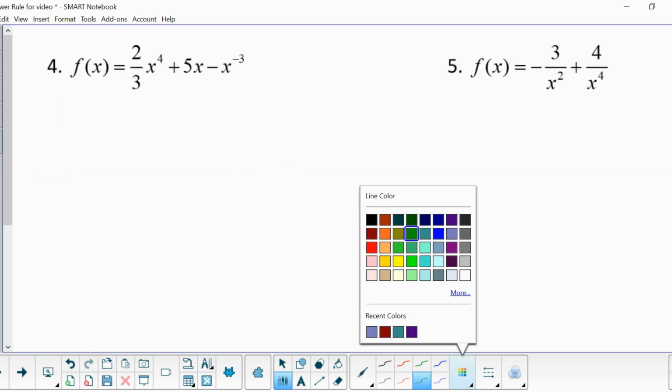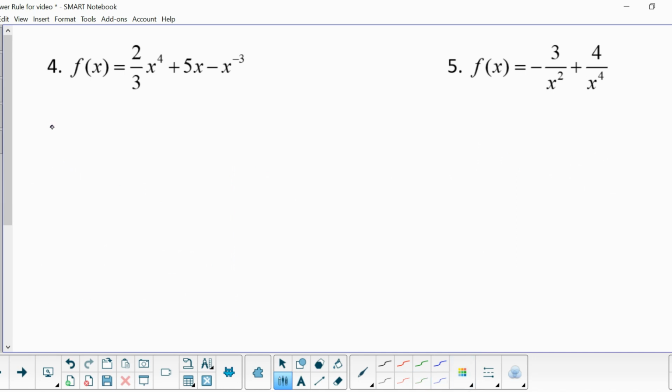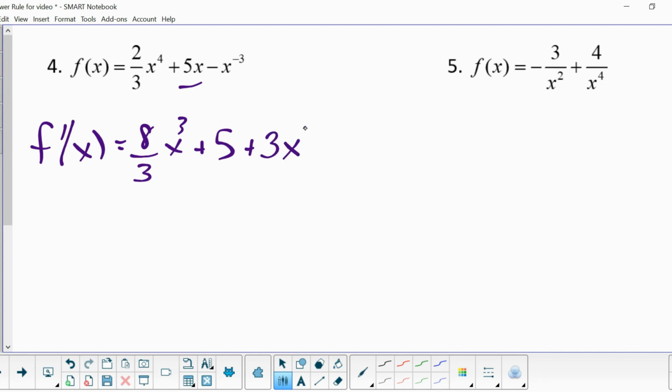So 4 already has things written with a negative exponent, so we're just going to leave it like that. So this becomes 8/3 x to the third. Derivative of first degree is just the coefficient, so 5. And then this becomes positive 3x to the negative fourth. And since the problem started with the negative exponent, you can leave it as a negative exponent.